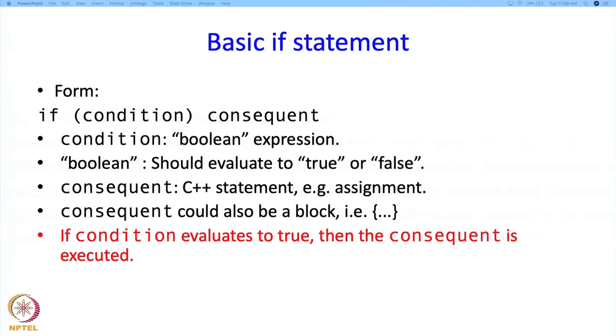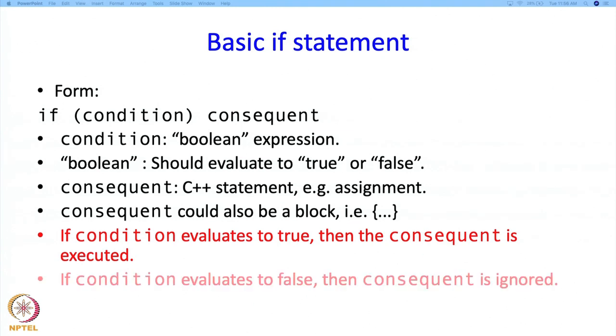Now, the way this statement executes is as follows. We evaluate the condition and if it evaluates to true, then the consequent is executed. If the condition evaluates to false, then the consequent is ignored. I have not told you what exactly the condition is and what it means to evaluate it. I will do so next. So a condition is as follows. I am going to first tell you what a simple condition is. A simple condition looks like some expression followed by something called a relational operator followed by another expression.